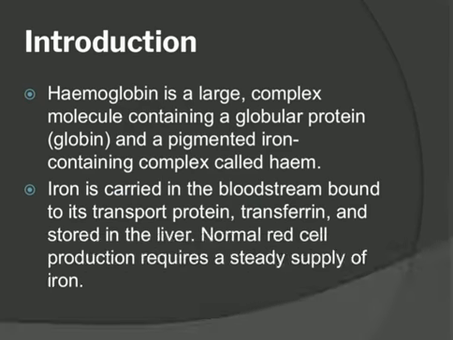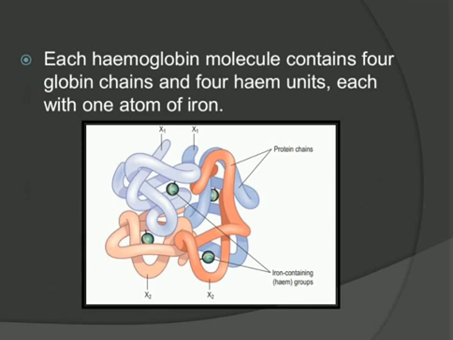Hemoglobin is a large complex molecule which contains a protein and an iron containing complex, right? The protein present in hemoglobin is termed globin and the iron containing complex is called heme. Each hemoglobin molecule contains 4 globin chains and 4 heme units. So this is the basic structure of hemoglobin, which contains the protein chains and iron containing groups.